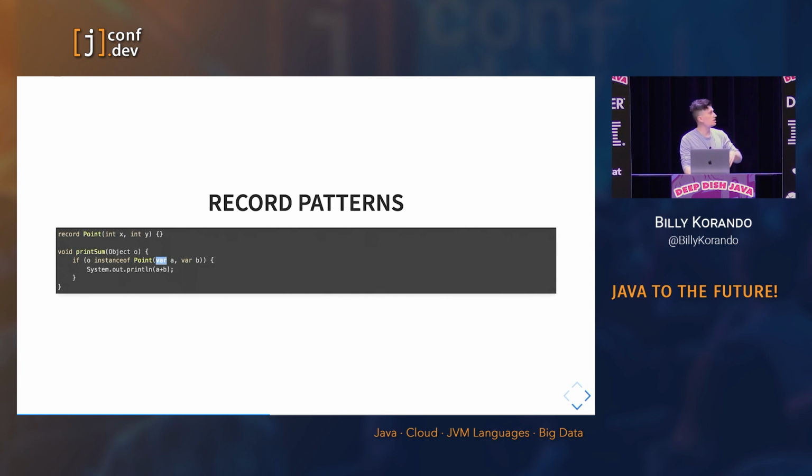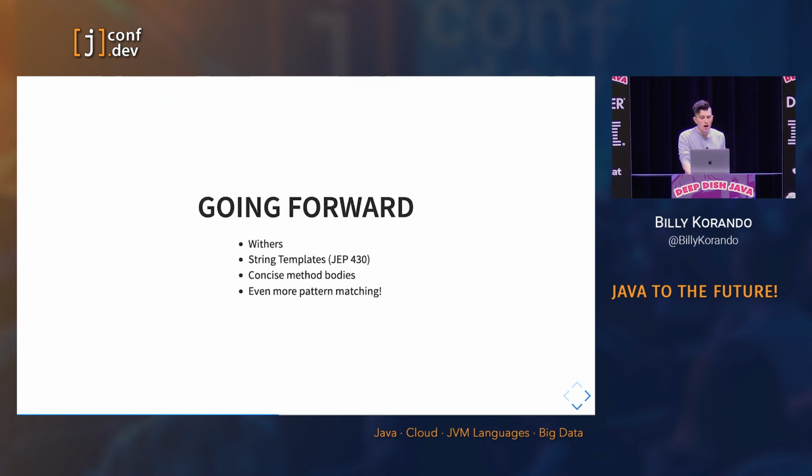And this could be further expanded upon with don't care patterns. Maybe I only care about B, then we might be able to have a matching or only care about the Y of a point. Maybe we would have an underscore here to say, okay, I don't care about this value, I'm only caring about the Y coming out of points. But again, a lot more coming forward.